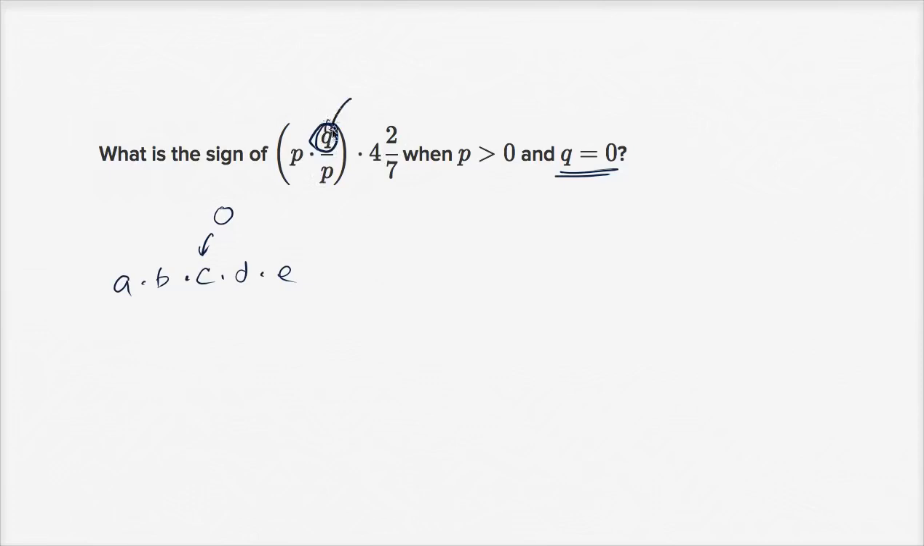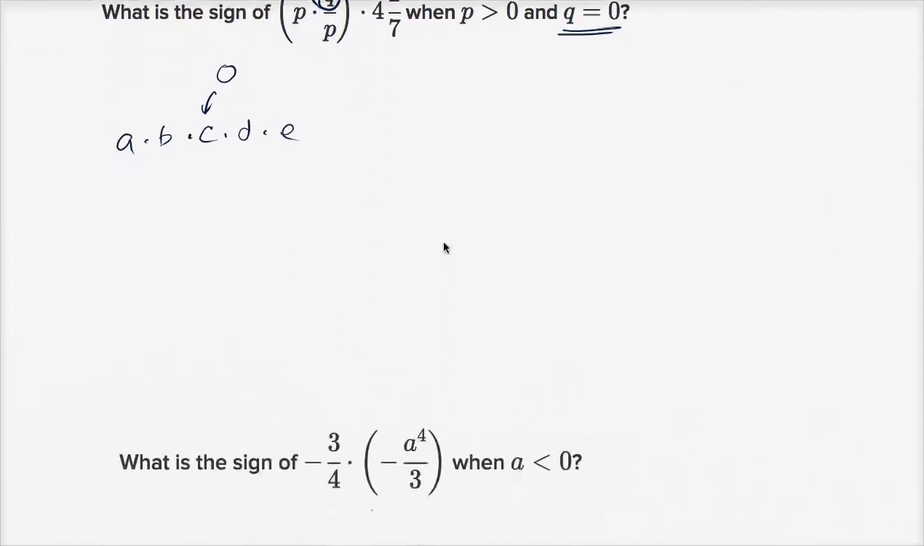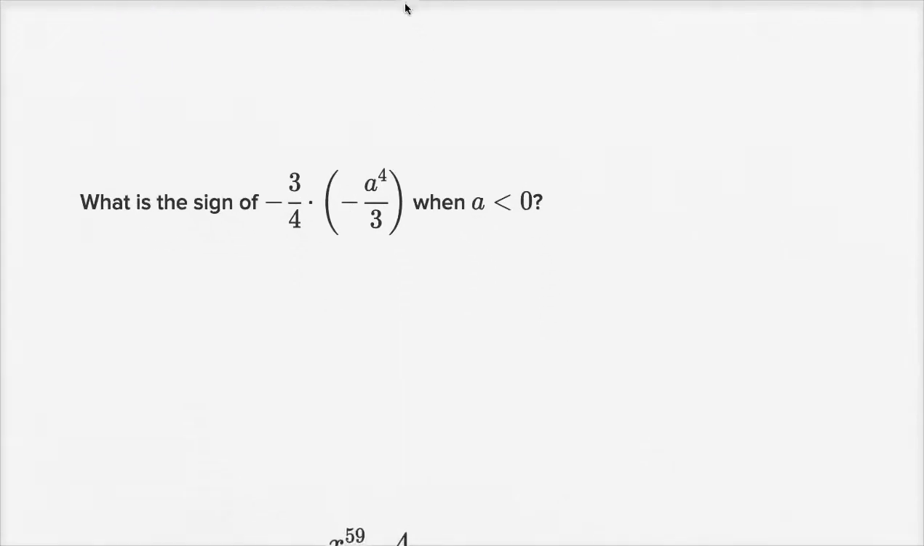And the key is there's a 0 right over here. At some point, you're multiplying this entire product times 0. So the whole product is going to be 0. So this sign isn't positive or negative. It's 0. All right, there's no sign there. It's neither positive nor negative.